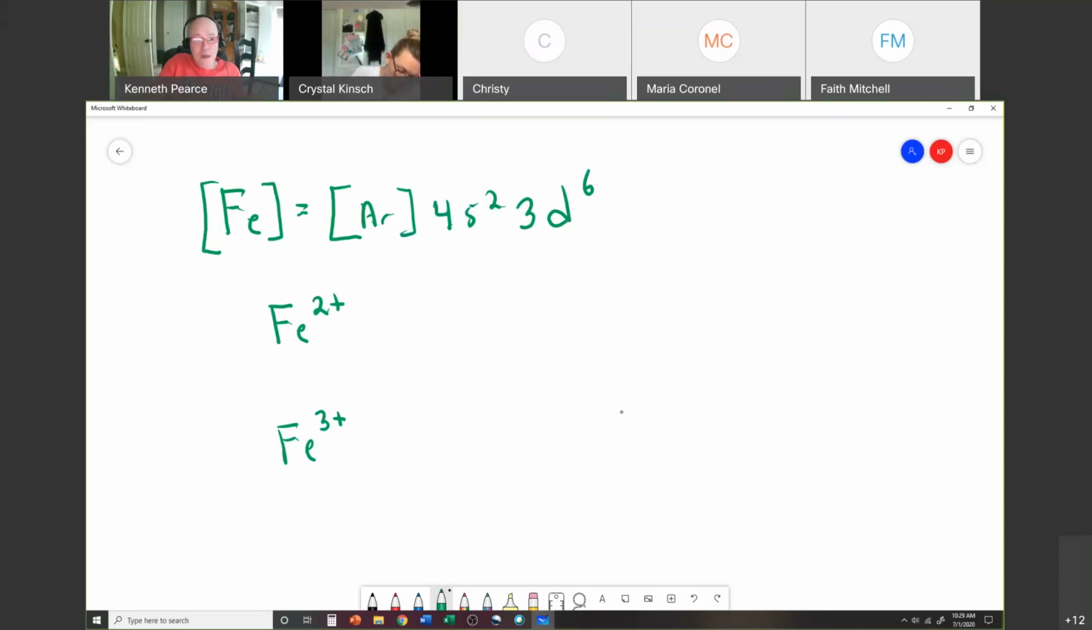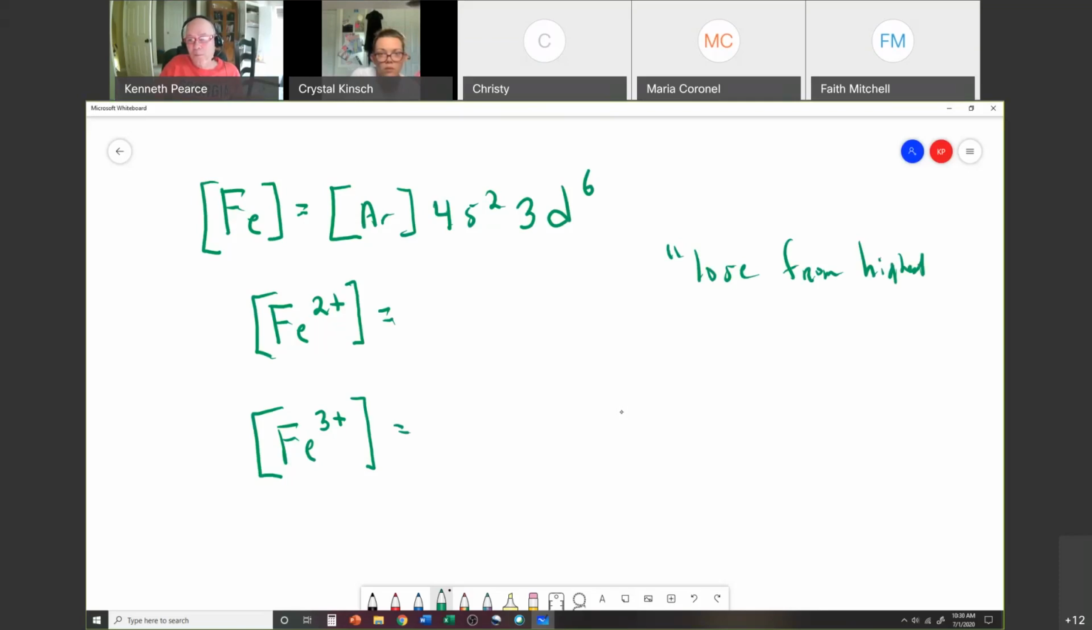Now, here's the thing. When we write out the electronic configuration for these guys, the rule is you lose from the highest sublevel, or the highest subshell. What's the highest subshell up there? Is it the 4s or is it the 3d? It's the 4s that is the highest subshell, because what makes something higher or lower is that number. It's that primary quantum number. The 4 is higher than the 3.